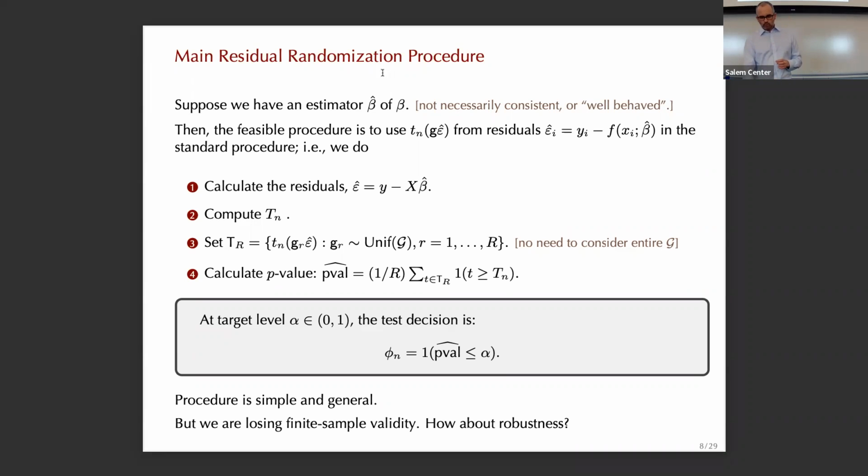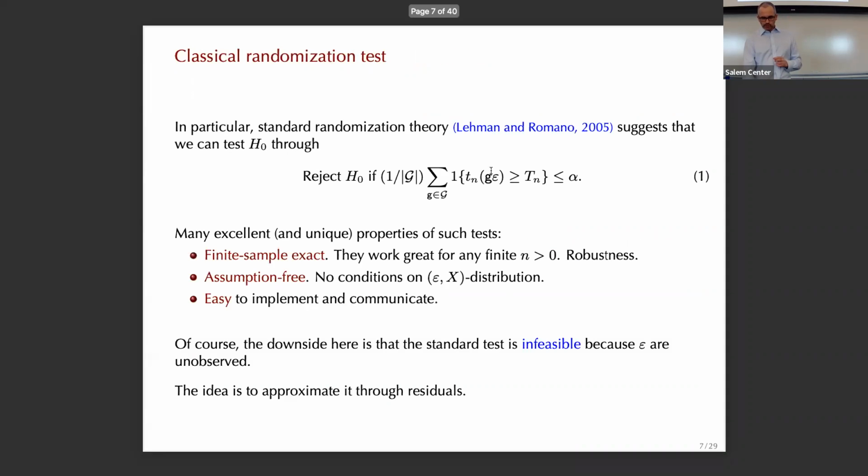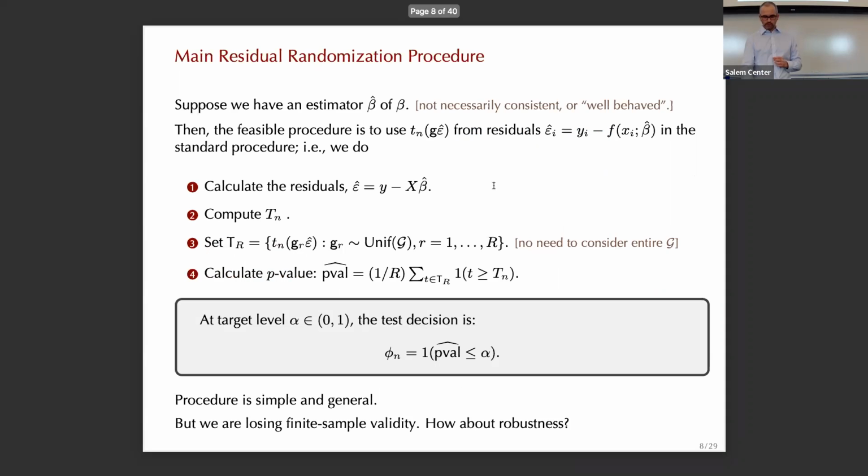So then what you can do is, in that previous procedure, you take your estimator, calculate residuals, and then plug in the residuals. And that's it. That's the residual randomization method. Here's how it works in four simple steps. You take your estimator. Here you can ignore this linear model; you can take a non-linear model as well.